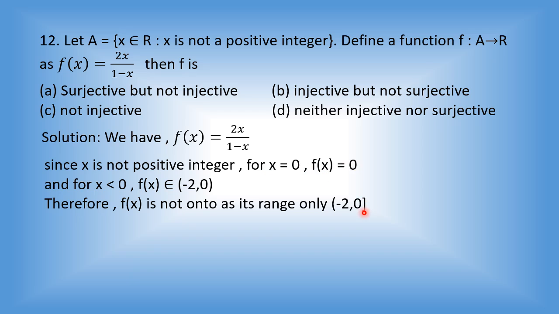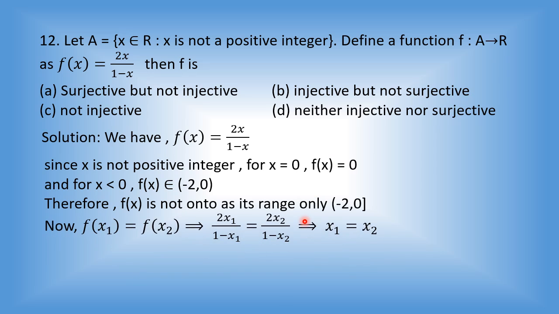We know that the function f from A to R is said to be onto if the codomain set R is equal to the range set. But here the range set is only this interval and the codomain set is the set of all real numbers. Therefore, the function is not onto.